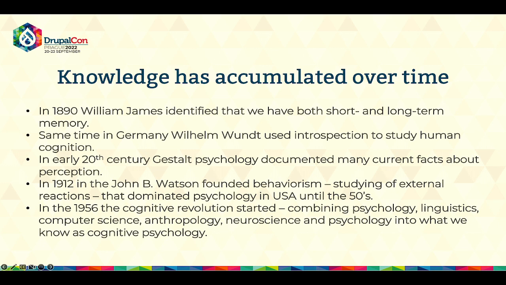In 1956, started something called the cognitive revolution. So there was a group of academics who started combining psychology, linguistics, computer science, anthropology, neuroscience, and philosophy into what we call cognitive psychology today.